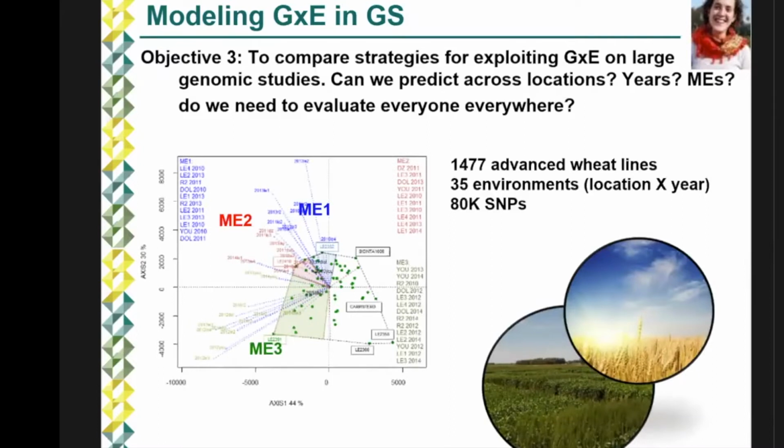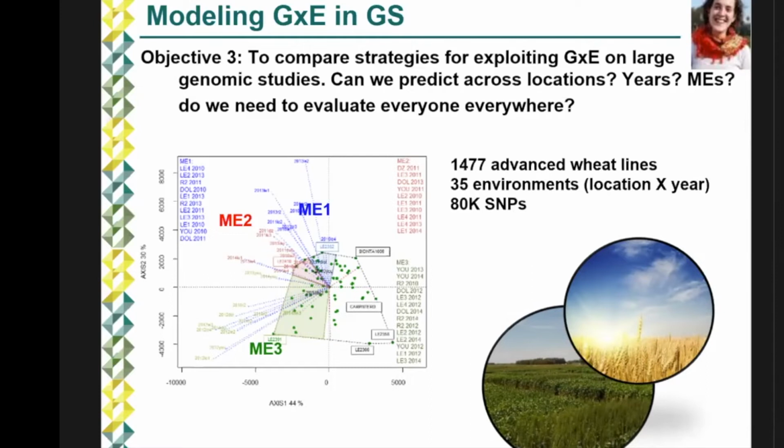For this, we had about 1,500 advanced wheat lines that were evaluated in 35 environments, which were combinations of location and years. They were genotyped with 80K SNPs. These 35 environments were highly imbalanced, which is very typical of breeding programs. So this data came from the Uruguayan breeding program. And you can see G by E here, where we had this in mega environments and the correlation across those environments in this pie plot. But this is hugely imbalanced data, which is very common.